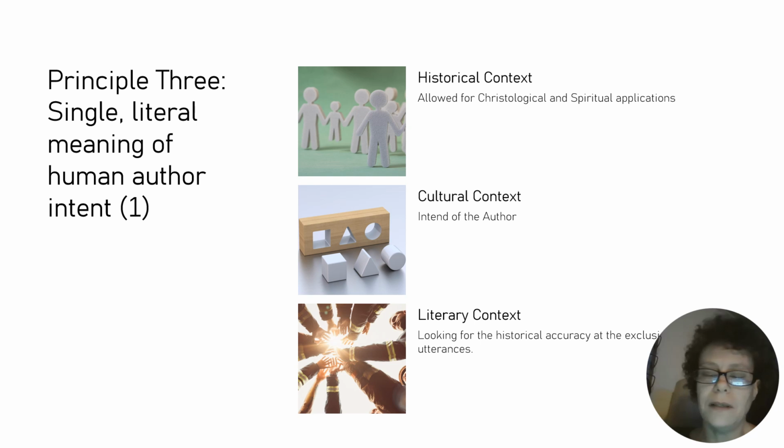Principle 3 is looking at the intent of the author. We want to find a single literal meaning from one human author. In the beginning, they had a Christology and spiritual applications, but later in the centuries they started looking further into what the author meant, not so much in the spiritual aspect, but what he really meant in the context of where he lived and what was going on around him.